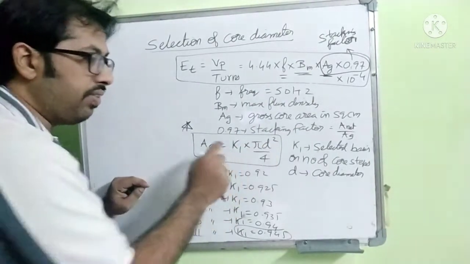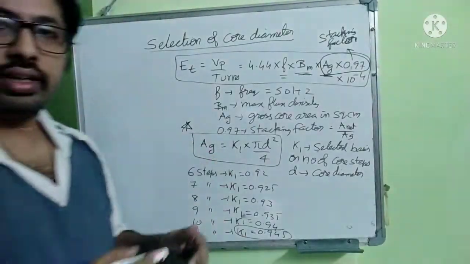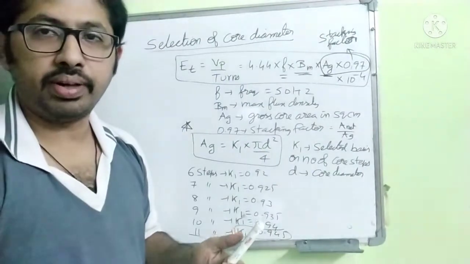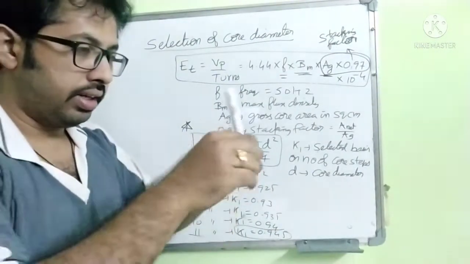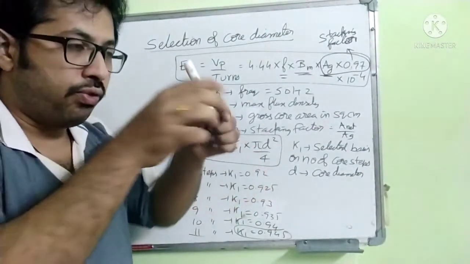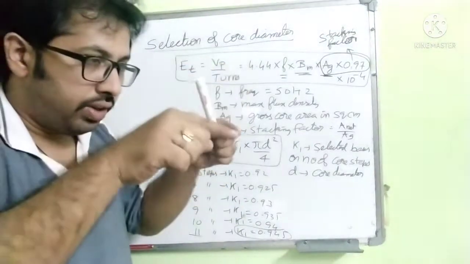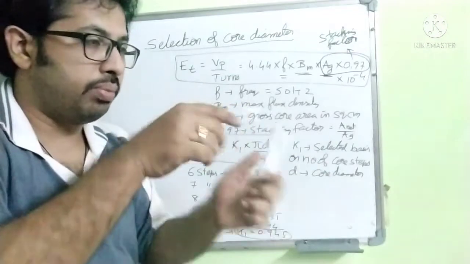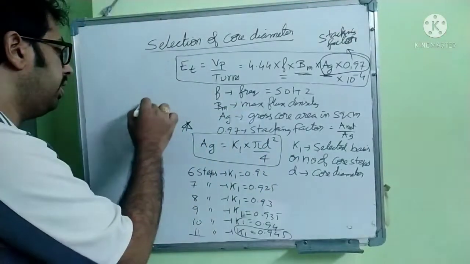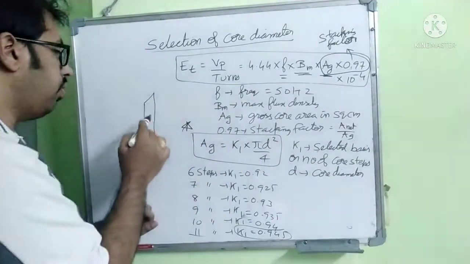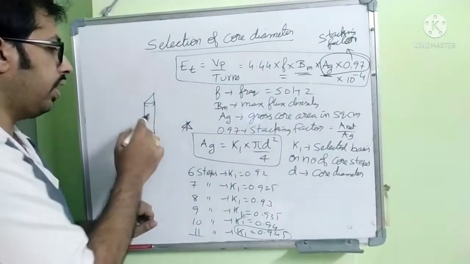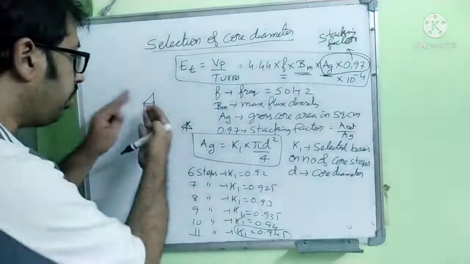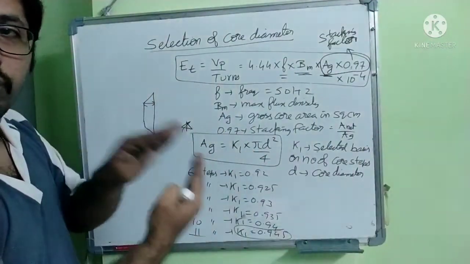And what is K1? We have steps in the core. Those who work in transformer companies know very well that the laminations have different widths. One is a bigger width, the next one is a smaller width. The total core will look like this. This is one width, the next step will be a lesser width, and the next step lesser again. Like that, we go on building up the core.